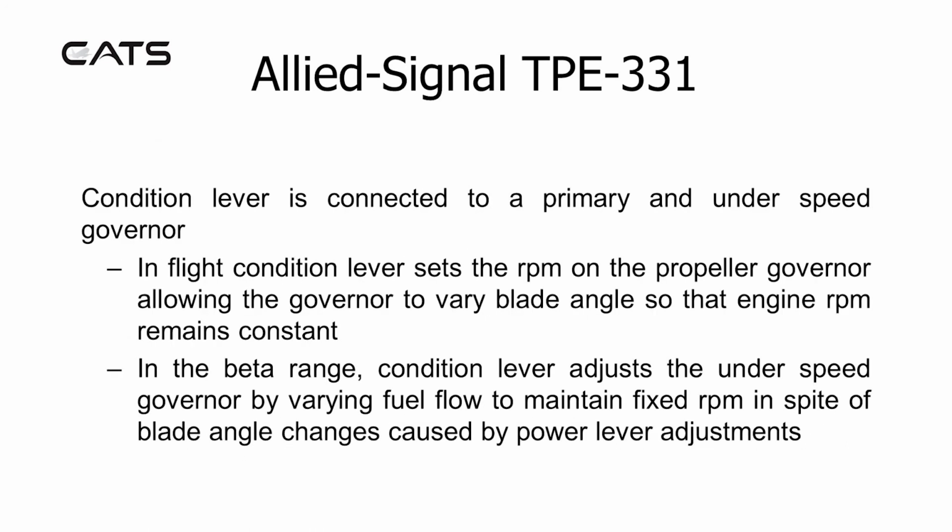The condition lever is connected to a primary and underspeed governor. In flight, the condition lever sets the RPM on the propeller governor, allowing the governor to vary blade angle so that engine RPM remains constant. In the beta range, the condition lever adjusts the underspeed governor by varying fuel flow to maintain fixed RPM in spite of blade angle changes caused by power lever adjustments.